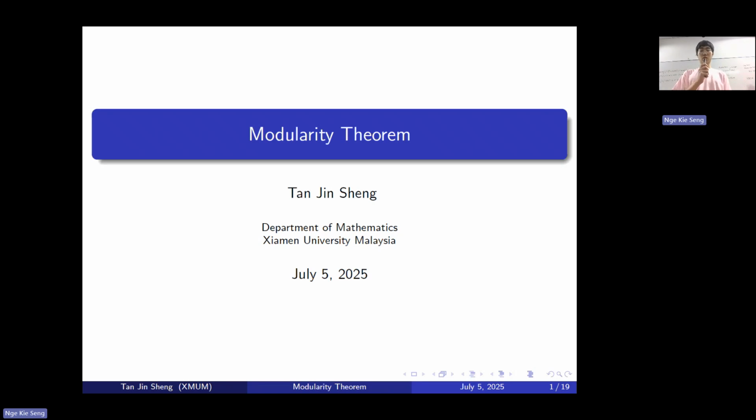Hello, my name is Jing. Today, I want to introduce the modularity theorem. Most of the part was presented by Altian. I will just go through the example to see how we can keep the idea. Let's see.